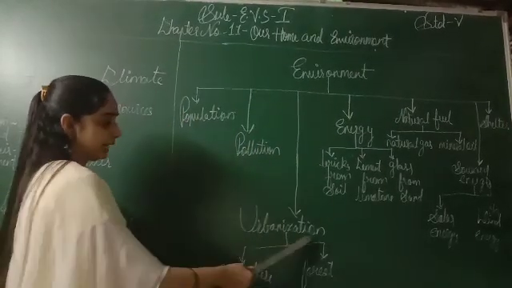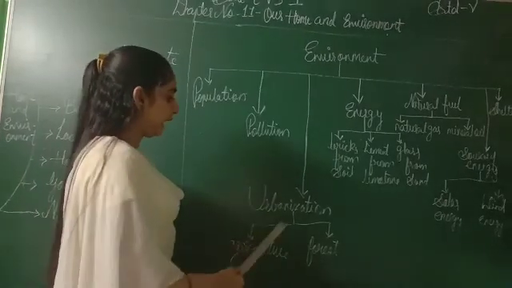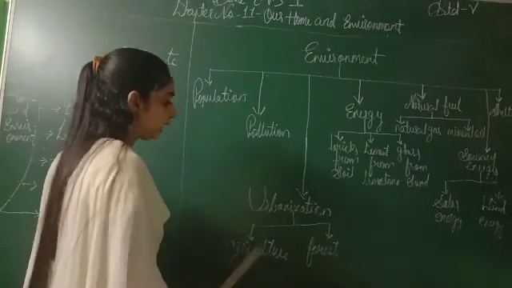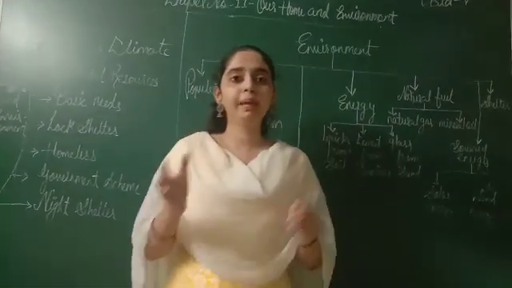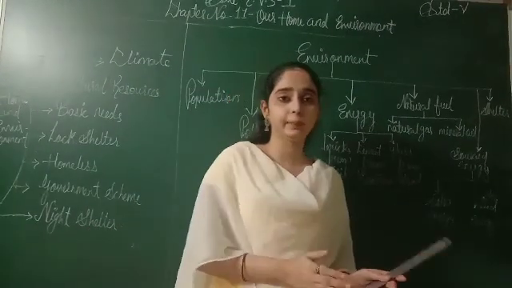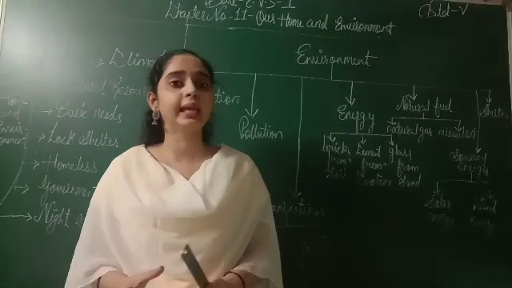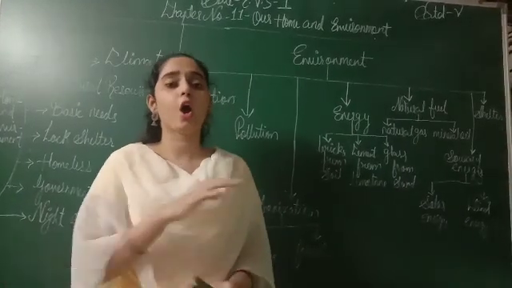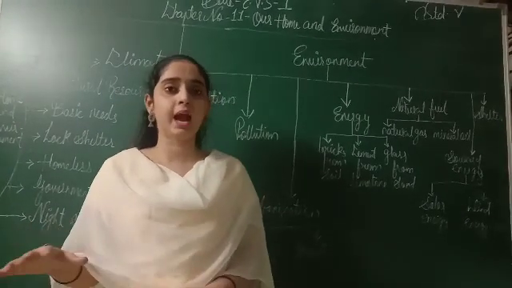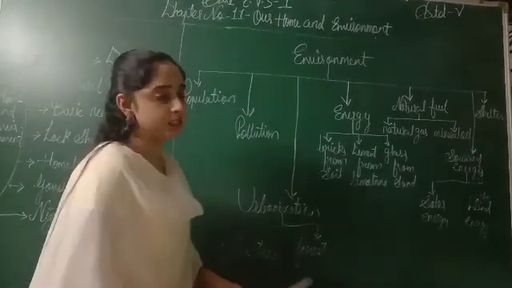Third one is urbanization. Urbanization means cities. So in urbanization we have two things, that is agriculture and forest. Because people started to live in urban areas, that is in cities, we have a very big shortage of agricultural land. So people started to cut or clear the forest area, and on that forest land they started to do agriculture.